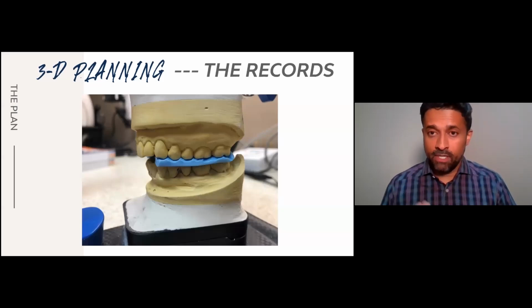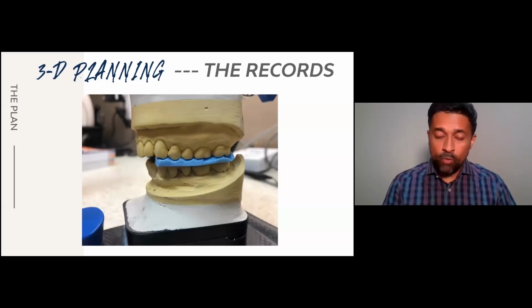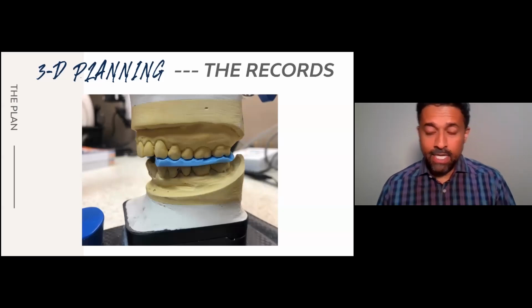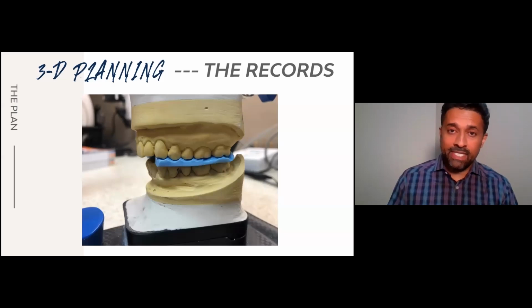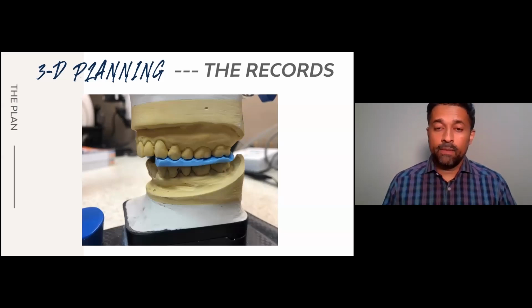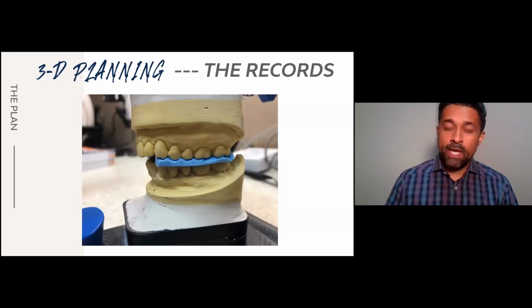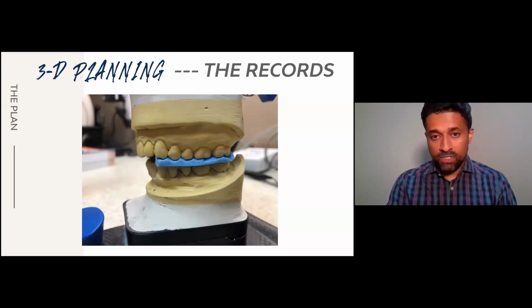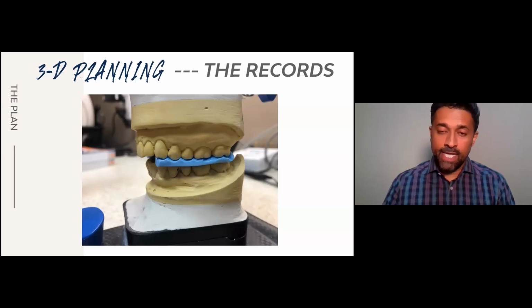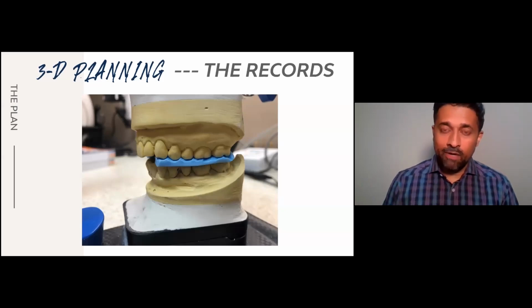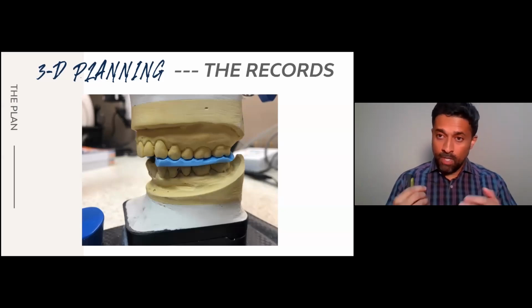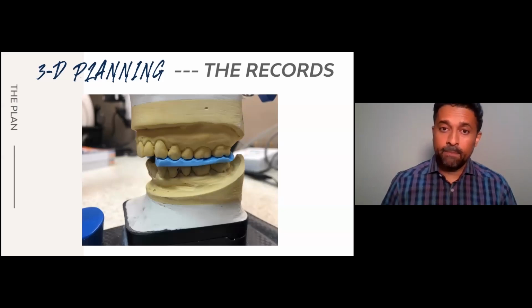They're basically positioning themselves. And then we use Delar wax, D-E-L-A-R. There's also Denar wax, D-E-N-A-R, to get that record. This is actually a case where I had to have the lab remount the models because ideally those teeth should fit perfectly into those indentations. And you can see it's slightly off. So I had the lab remount this so that the teeth are fitting that record perfectly.